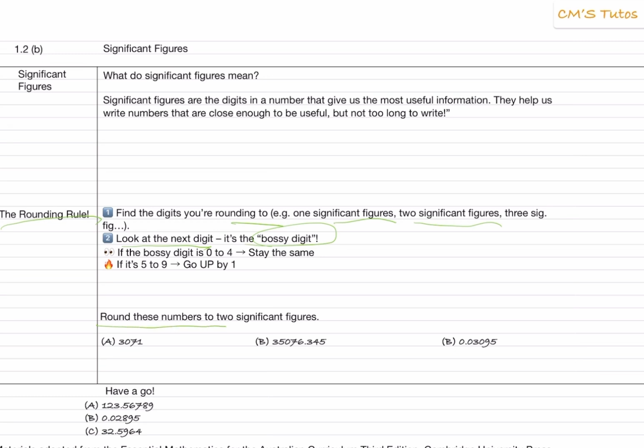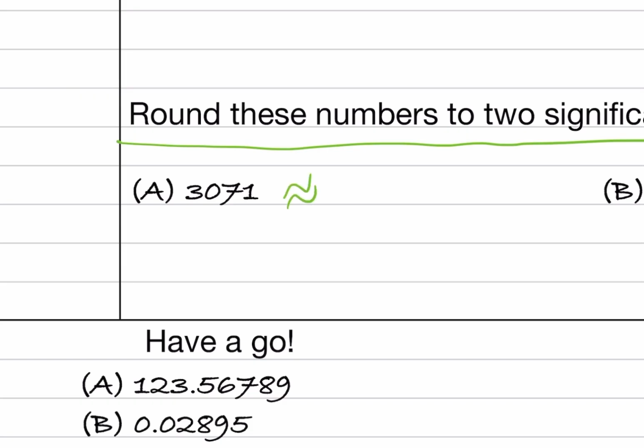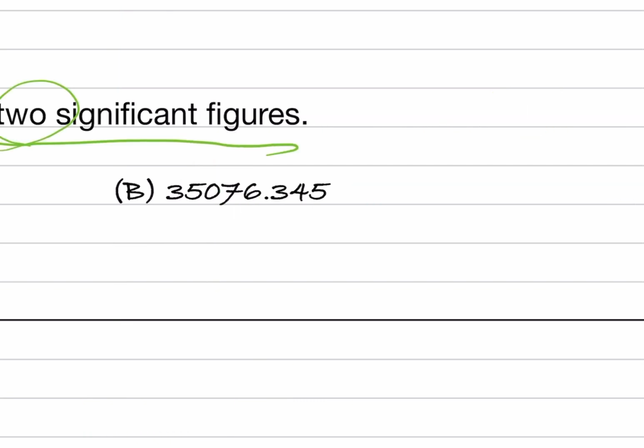So it says round these numbers to two significant figures. I'm going to round this number to two significant figures. So the cutoff is, we start counting 1 and 2. The cutoff is here. And I check my bossy digit, which is between 5 and 9. So we go up in this digit. We have to plus 1. So it is 31.